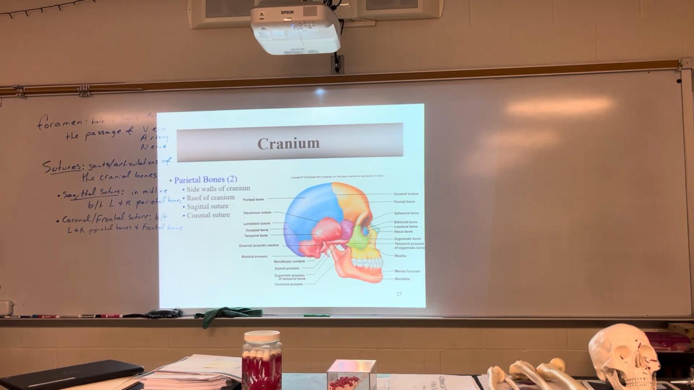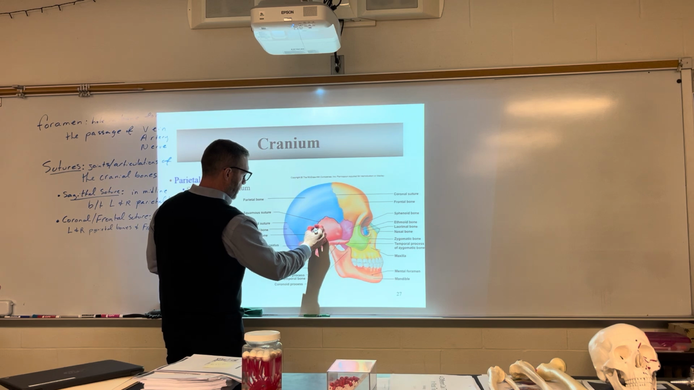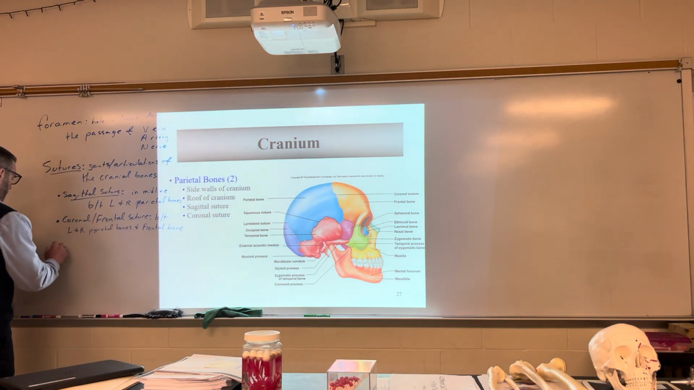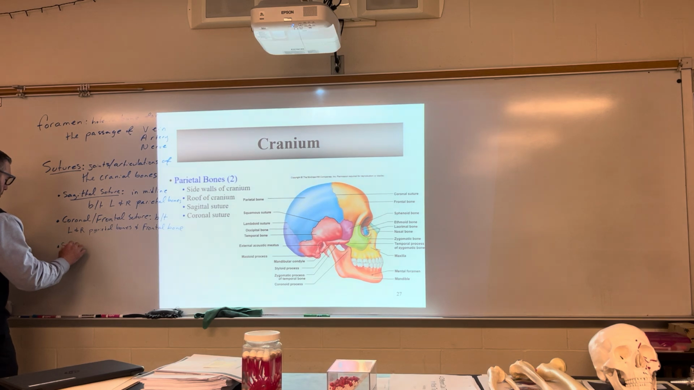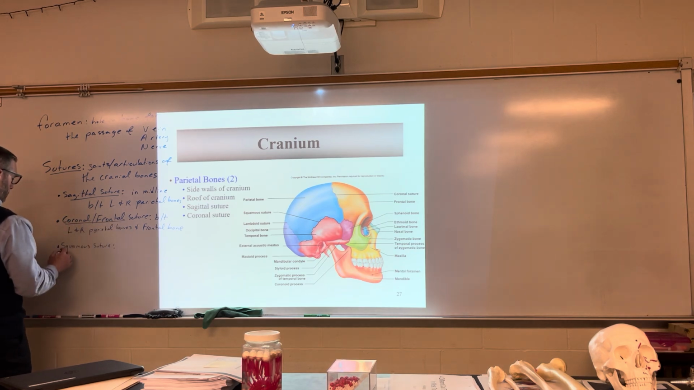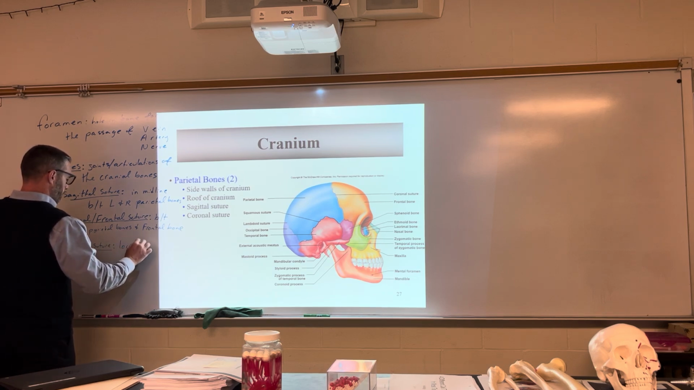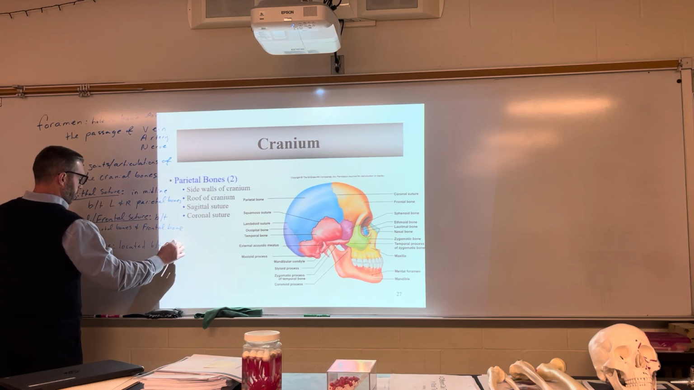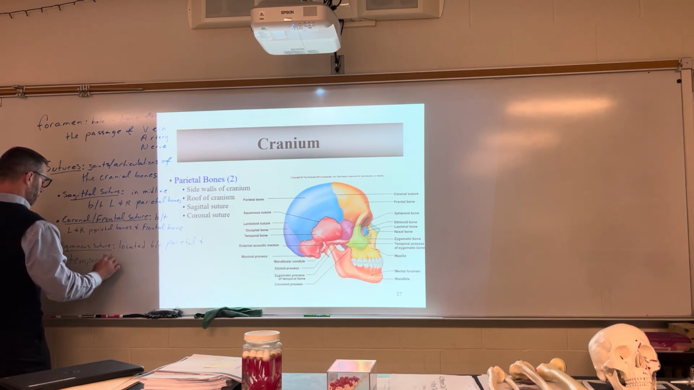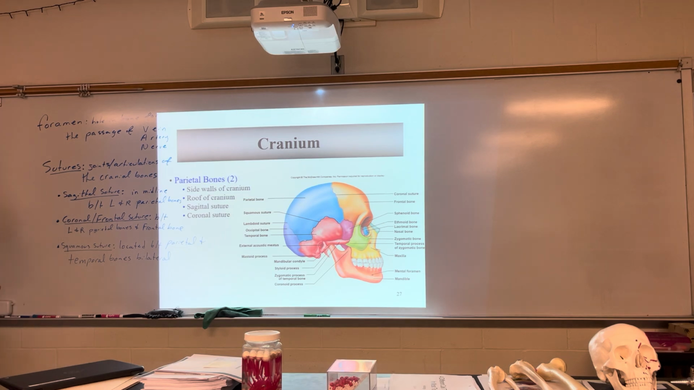All right. Now, the next suture, it's not on your slide here, but we're going to go ahead and talk about it. It is this squamous suture. This squamous suture is between the temporal bone and the parietal bone on both sides. So we're going to say located between parietal and temporal bones, bilateral. Okay, so on both sides of the skull.